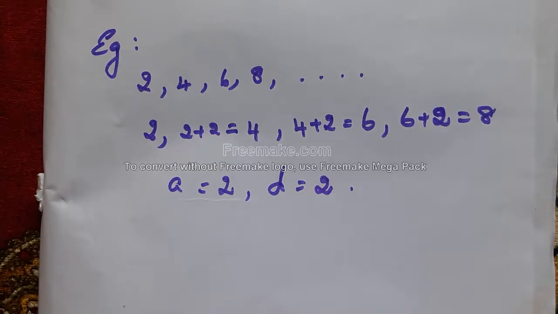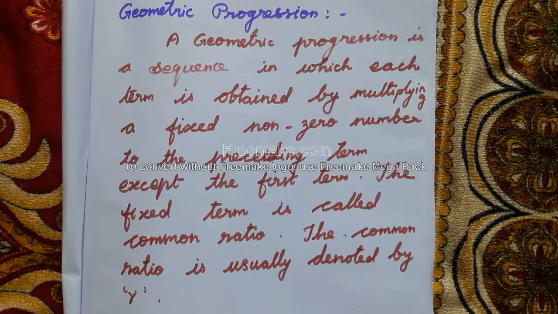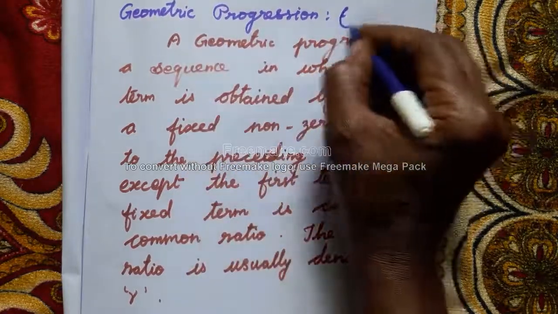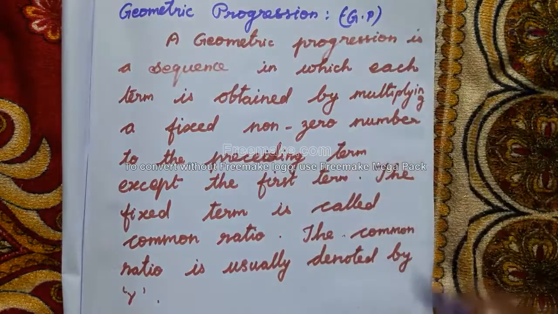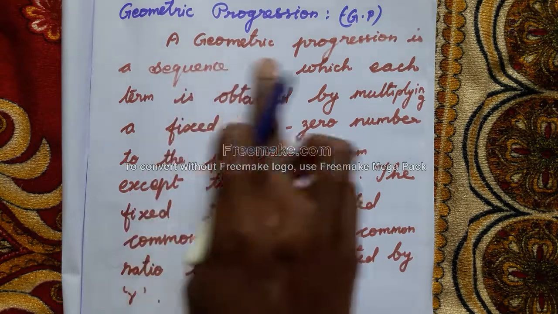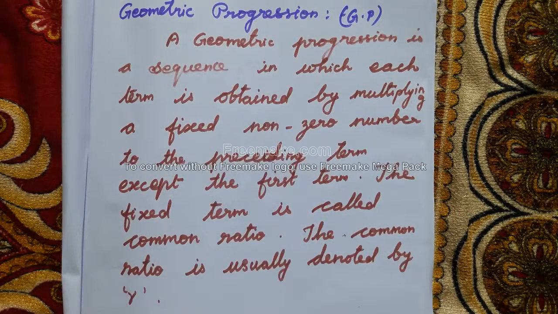Now I am going to explain about geometric sequence or geometric progression. We can say it is geometric progression, short form GP. Another name is geometric sequence. Geometric sequence and geometric progression are both the same. First we can learn the definition of geometric progression. A geometric progression is a sequence. Already you have learned about sequences.